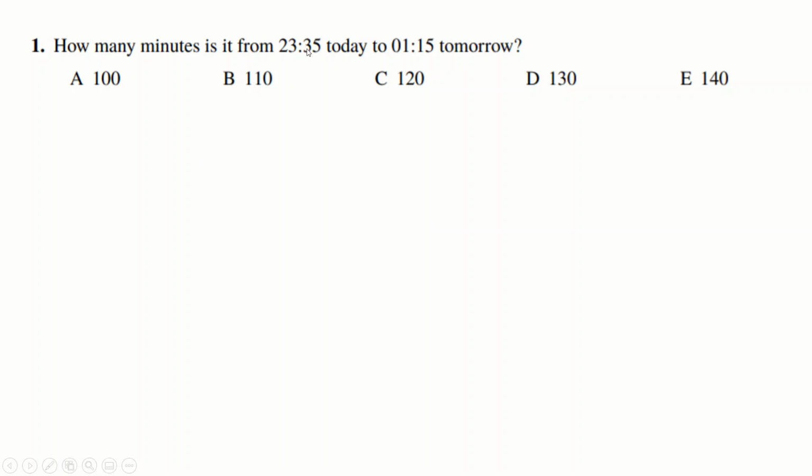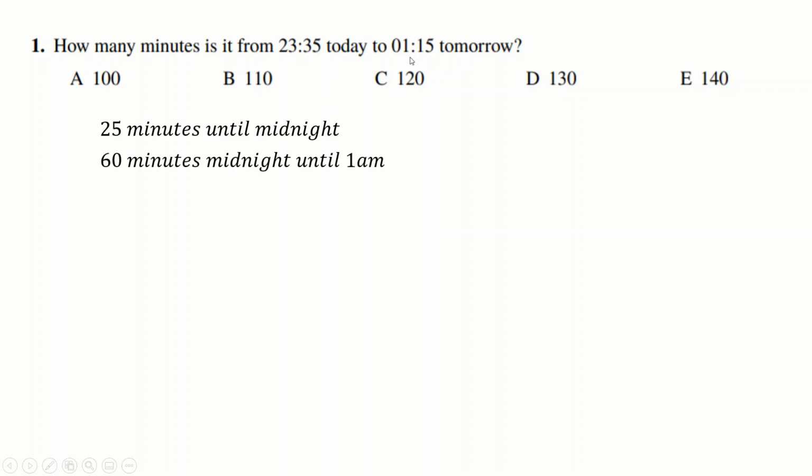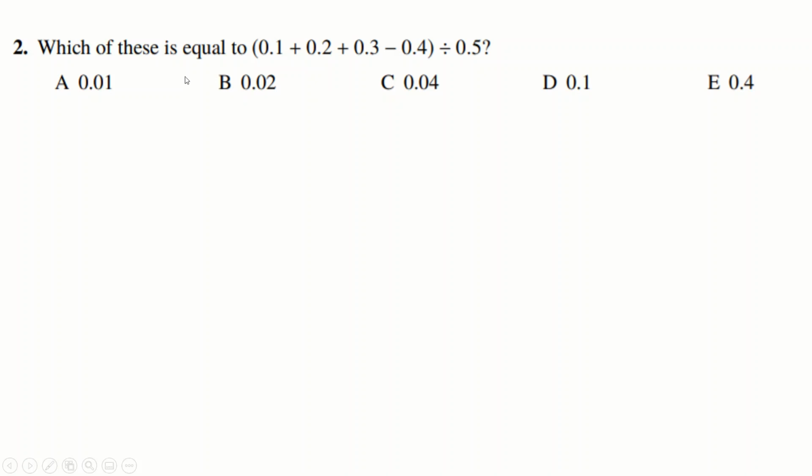Okay, we'll do 25 minutes until midnight, just being 35 past. Then there's an hour or 60 minutes until 1 a.m., and then another 15 minutes to go, and you put it all together and you get 100 minutes in total. Excellent, so nice start there.